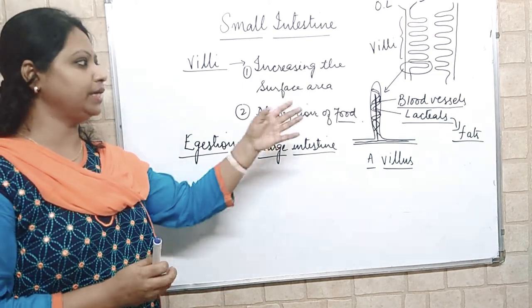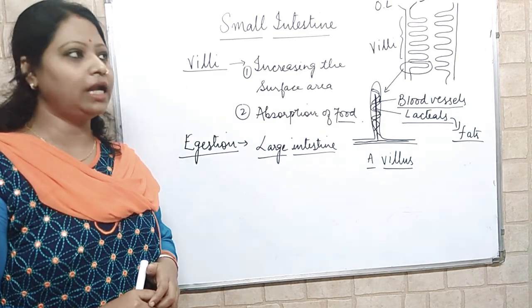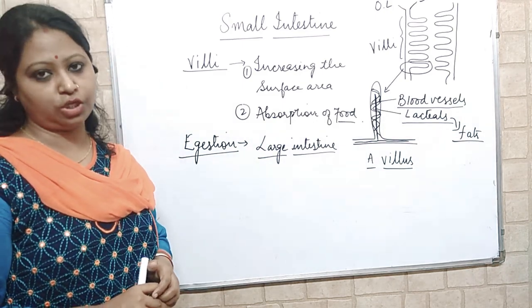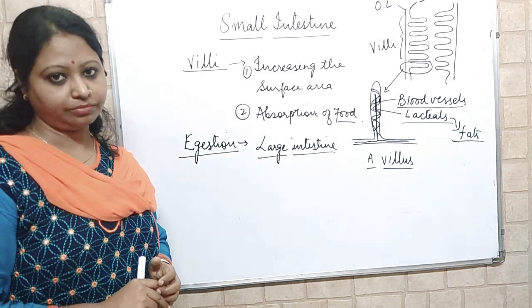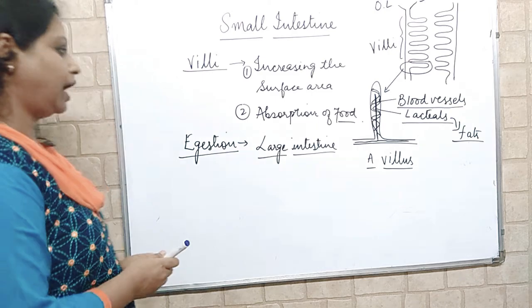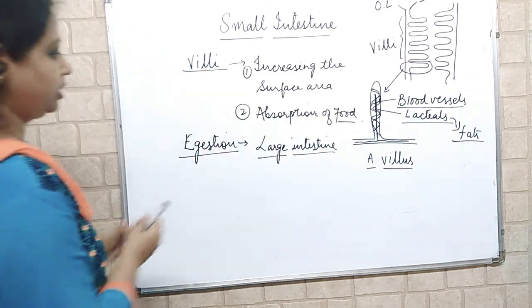In our body, the small intestine is nearly 6 meters long, and the large intestine is 1.5 meters long. Total length of the alimentary canal is 9 meters. You all can imagine how long the small intestine is. So it is coiled and adjusted.